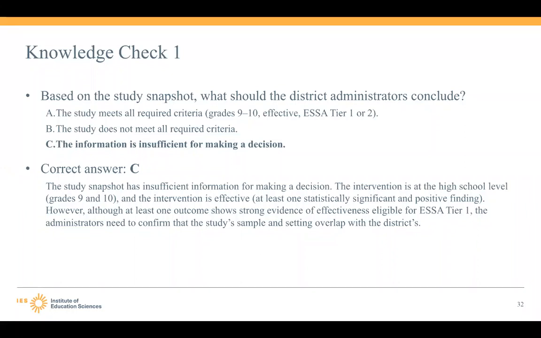So why is that? Well, we know that the intervention is at the high school level, grades 9 and 10. We know that the intervention is effective. There's at least one statistically significant and positive finding. However, although the study has a rating of ESSA Tier 1, recall that this rating is an eligibility rating. The administrators in our example still need to confirm that the study sample and setting overlap with their sample and setting.